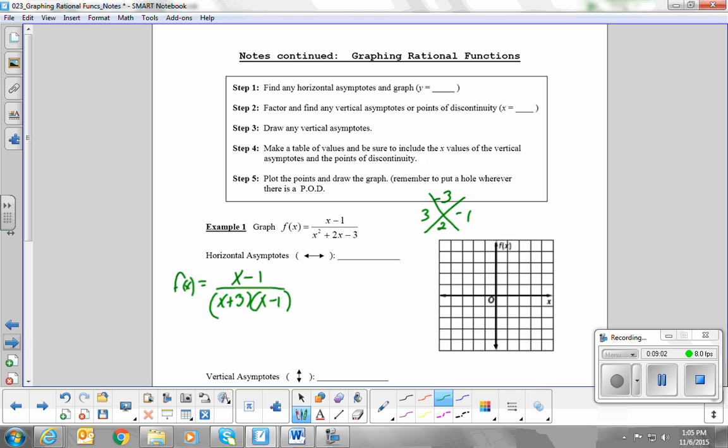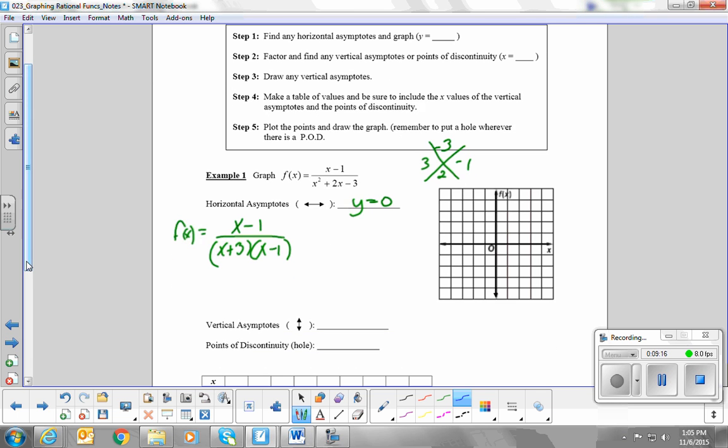Yes. Why? Because the bottom degree is bigger. So what's the horizontal asymptote? y equals 0. Okay, degree on the bottom is bigger than the top, so y equals 0. What about vertical asymptotes? Where? -3. Is that right? Yeah. Why? Because x minus 1 and x minus 1 cancel each other. So that means what's happening at x equals 1? A hole. Okay? And the one that didn't cancel is the vertical asymptote.